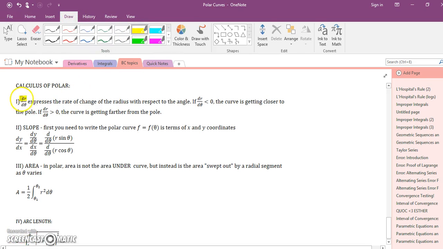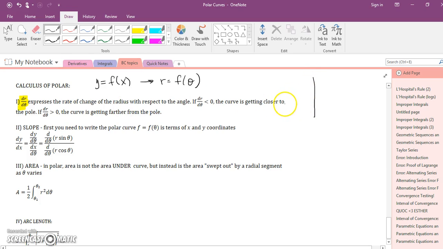The first one, dr d theta. Remember, our polar functions, instead of being y equals f of x, they're always going to be r. The radius is a function of the angle. So instead of dy dx, I have dr d theta because r is replacing y, theta is replacing x. So dr d theta is going to express the rate of change of the radius with respect to the angle.